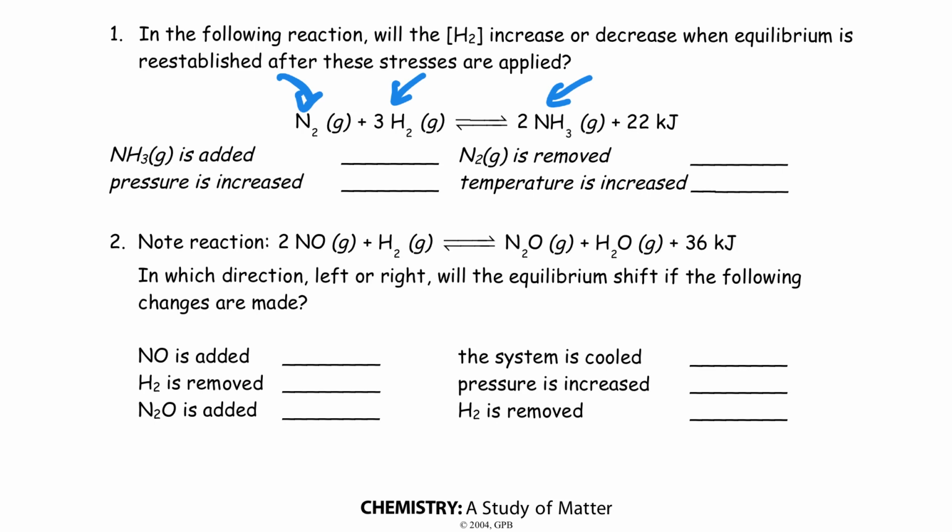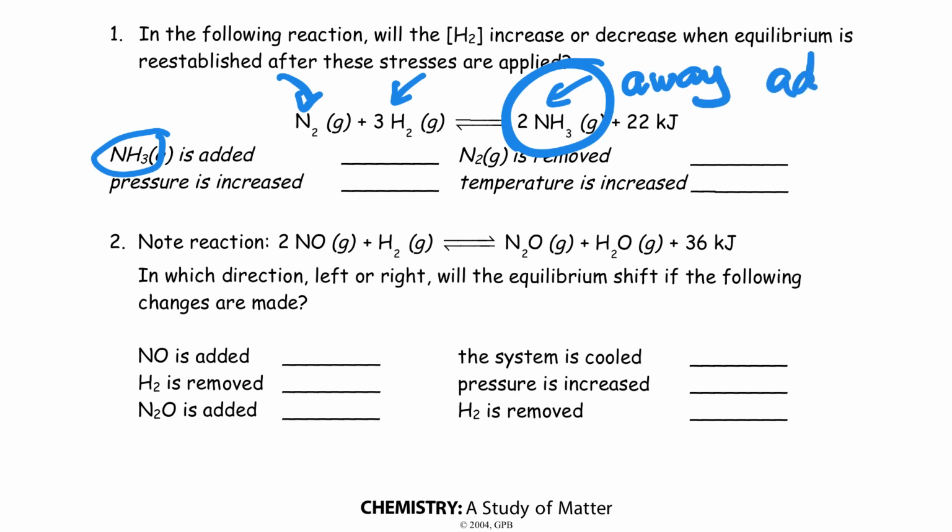Suppose we add extra ammonia. We add extra ammonia. It's going to go away from what we add. So that means it's going to go away from the ammonia side, which means it's going to shift to the left.